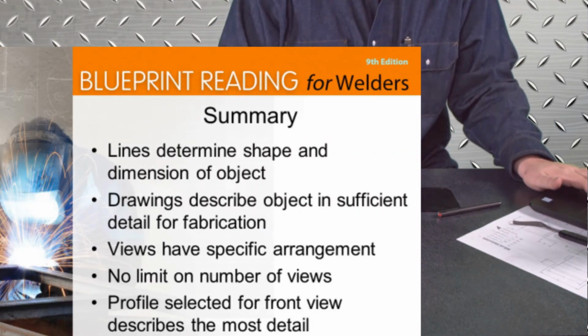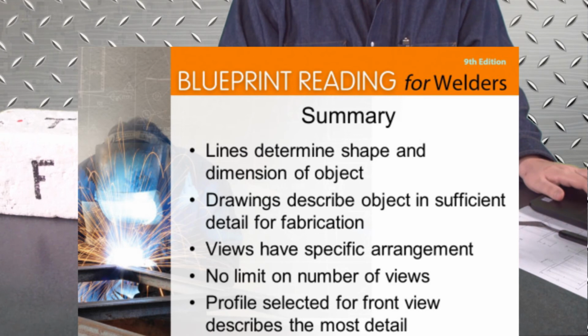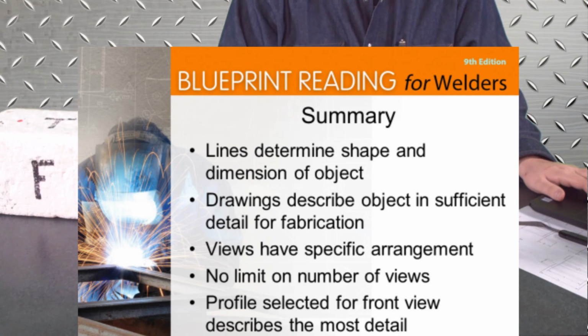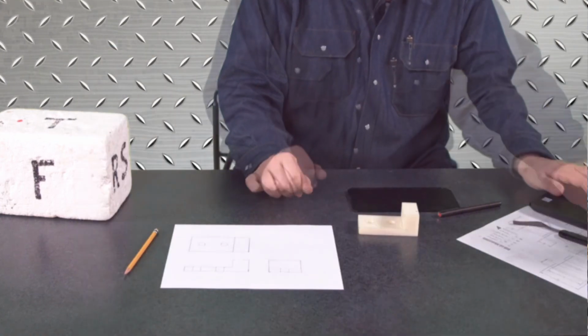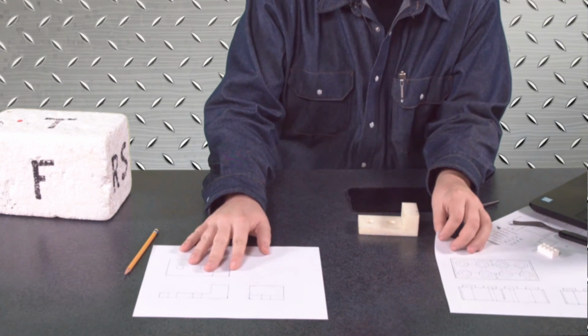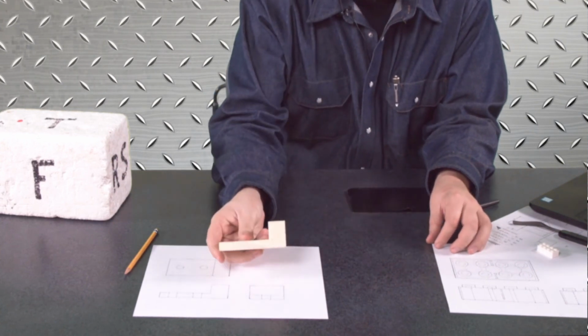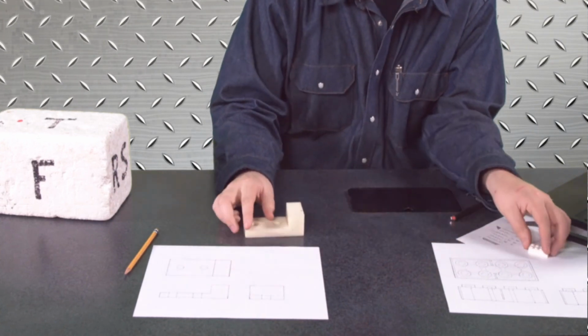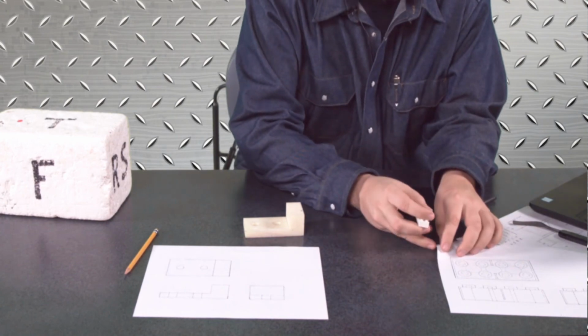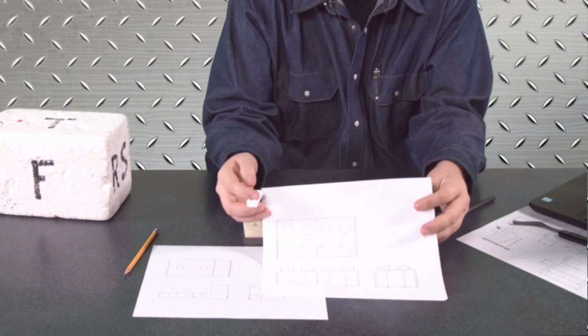Over this chapter, we know that lines will determine the shape and dimension of an object. Drawings describe objects in sufficient detail for fabrication. Views have specific arrangement. There's no limit on the number of views, and the profile selected for the front view describes the most detail. Now, this one is a very basic print with just this L-shaped object, and I decided to take something a little bit more complicated to kind of show you.